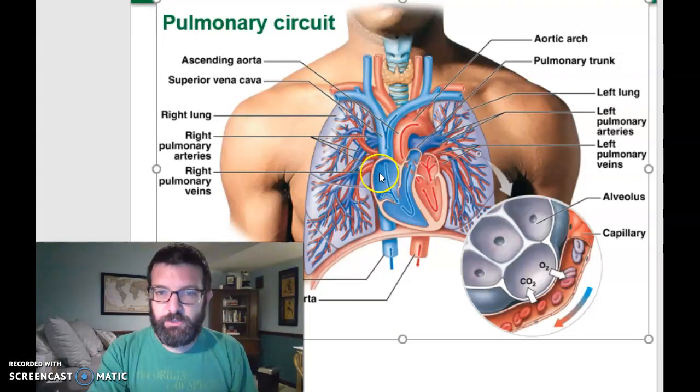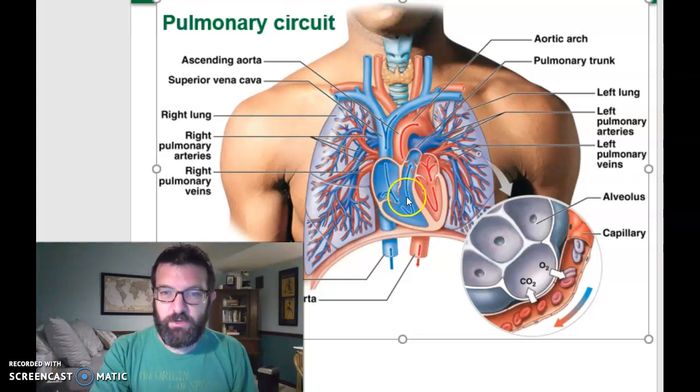Here you can see the deoxygenated blood in the heart moving down from the right atrium to the right ventricle and then entering the pulmonary circuit via that pulmonary trunk. You can see the pulmonary semilunar valve, and this pulmonary trunk separates into the left and right pulmonary arteries. Again, left and right of the patient here. Left pulmonary artery goes to the left lung, right pulmonary artery goes to the right lung.